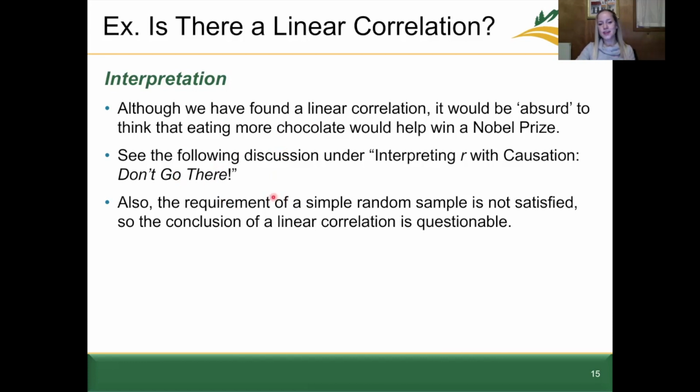So what we're learning here is although we may prove a linear correlation, we need to actually think critically about what two pieces of data we're trying to connect. It's also important to note, did we truly satisfy all three of those requirements at the beginning? If not, we need to be cautious as well in our conclusion.